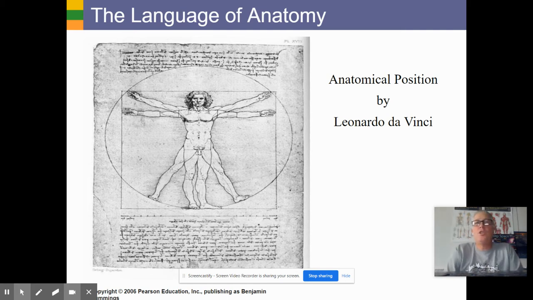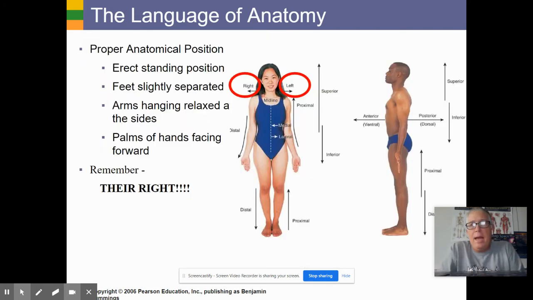Here's a great picture showing the Leonardo da Vinci sketch, and we still use this for the most part in our anatomy. And this is the anatomical position. I'm going to talk about that today. Anatomical position is the proper position that we look at the human body. Every time that we are talking about the human body, we assume that the human body is in anatomical position.